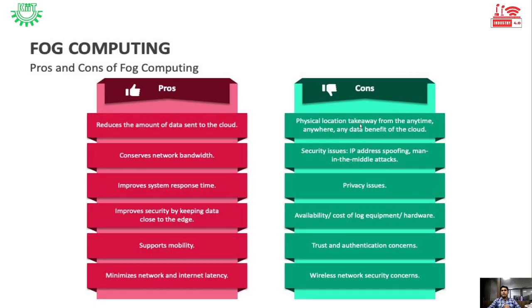Similarly, if we look at the cons, the physical locations take away from the any time, anywhere, any data benefit of the cloud. Security issues such as IP address spoofing and man-in-the-middle attacks could be problems. Privacy issues could be there. Then the availability and cost of equipment and hardware are issues. There are trust and authentication concerns, because a lot of nodes will be joining the fog and leaving the fog. So the user might not be aware of the nodes which will be joining the fog and assisting him or her in computation.